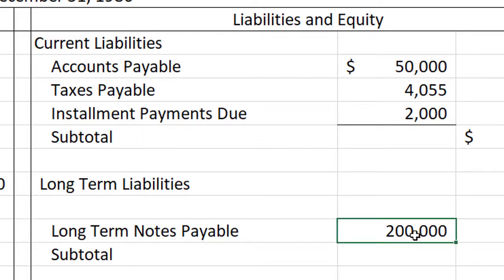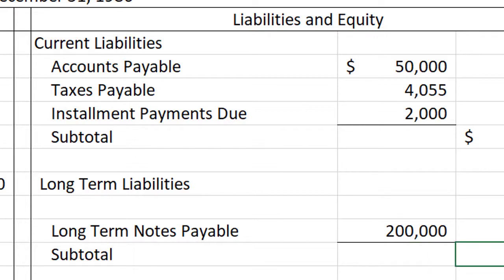Then we have long-term liabilities. In this case, we just have one long-term note. So this might be a loan for a piece of property or a loan for equipment or something along those lines. And you would kind of group all of your long-term notes together. And then we are going to subtotal that. And we have $200,000 in long-term notes.